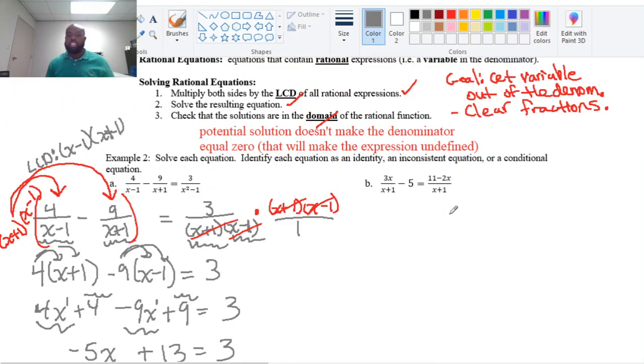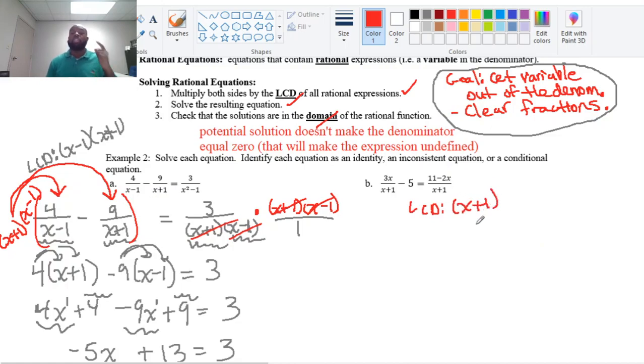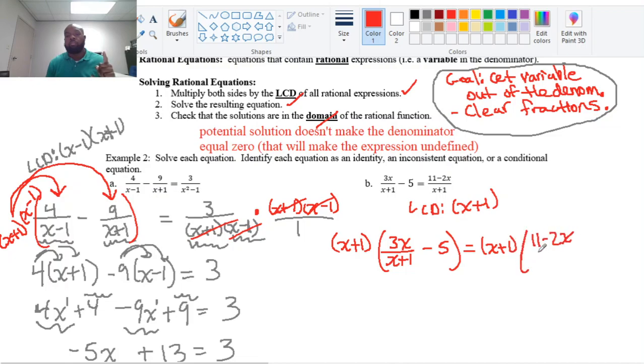All right, we see this equation here. It has an x in the denominator. My goal is to get the variable out of the denominator by clearing my fractions. In order for me to clear my fractions, I need to find my LCD. Well, my LCD in this example is x plus 1. And so since my LCD is x plus 1, I need to multiply both sides by x plus 1. Now I'm going to write all of this out. They cancel on my right-hand side, so I get 11 minus 2x.